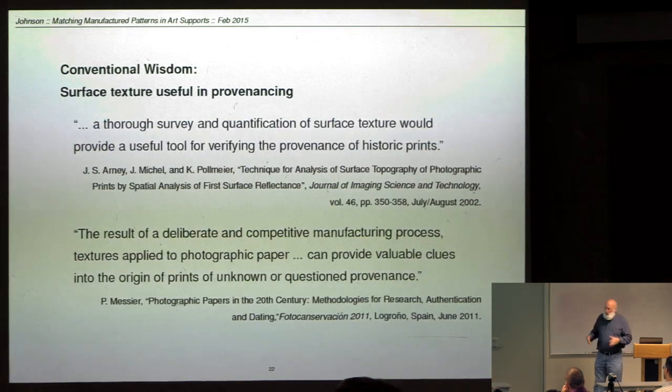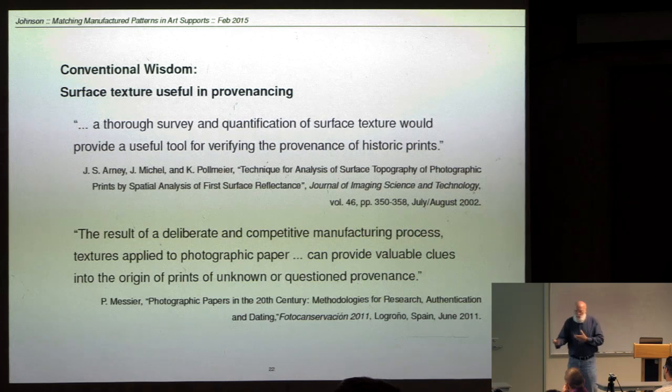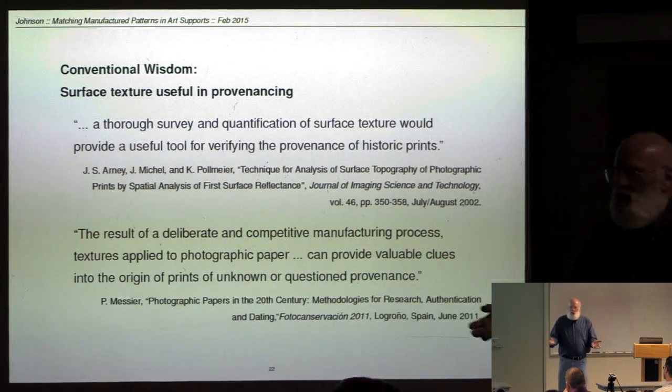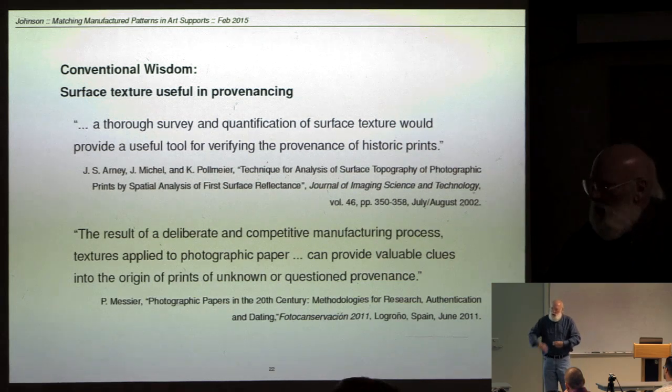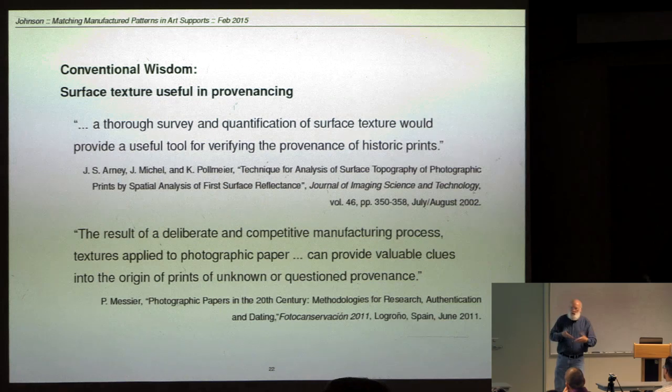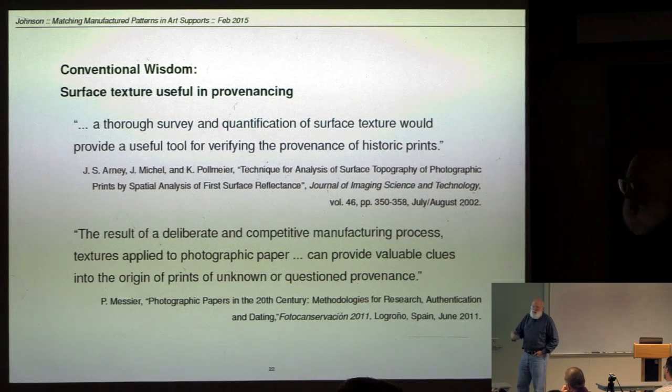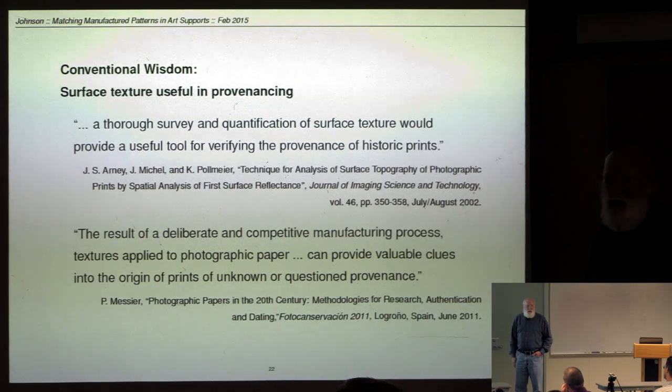So the question is this: how can we find paper that came out of the same box or was made to the same specifications? Because if you imagine the artist making prints all in one go, they're coming out of the same box, and then you can establish that. Okay, well, it turns out if you look in the literature, there are people saying, well, surface texture ought to do it. Yes.